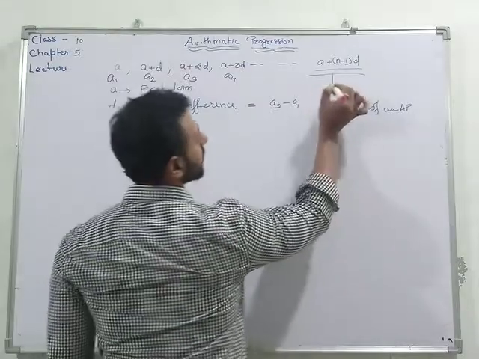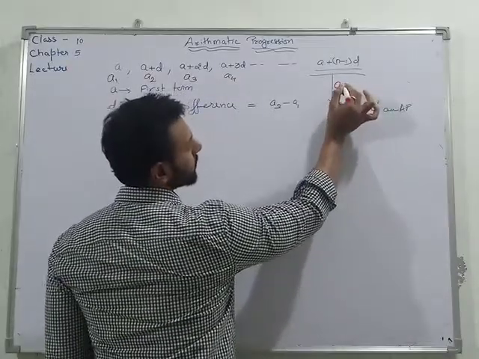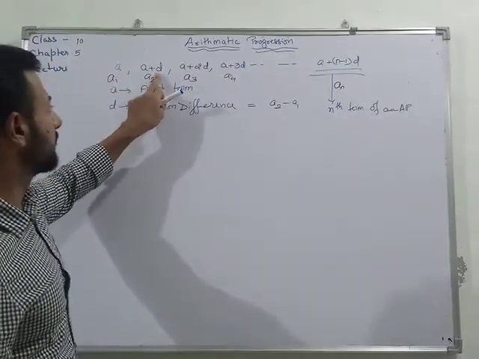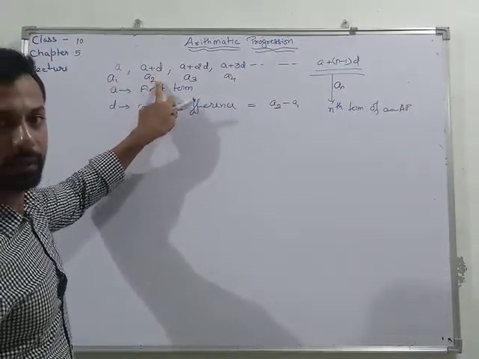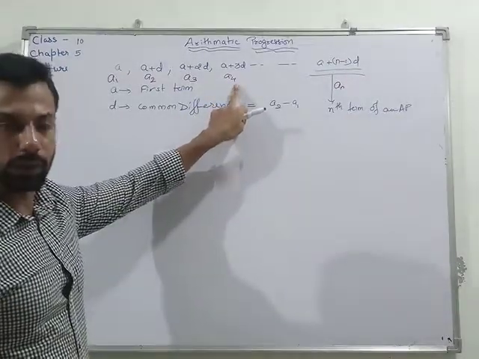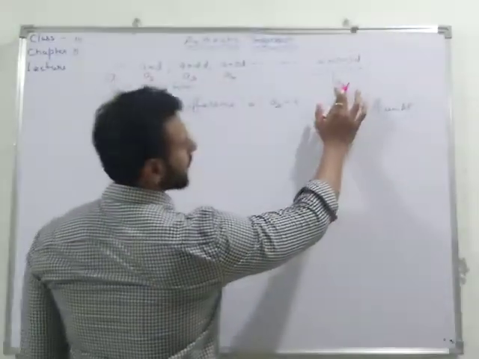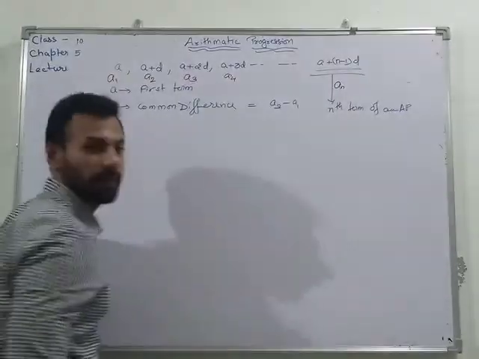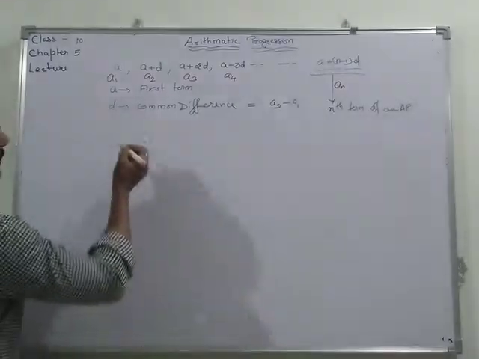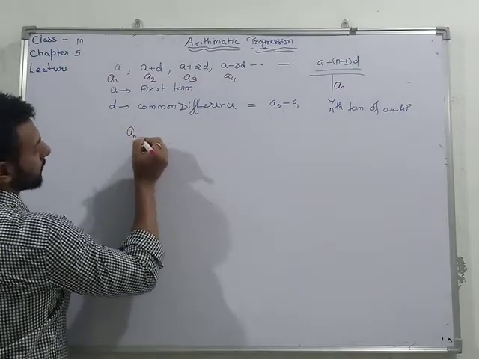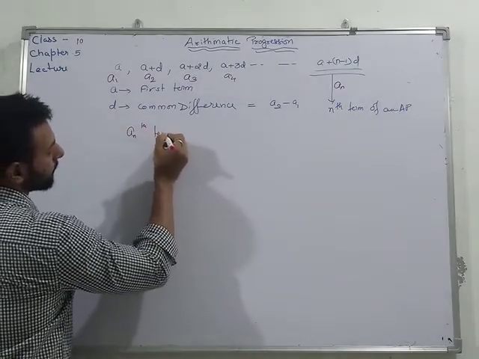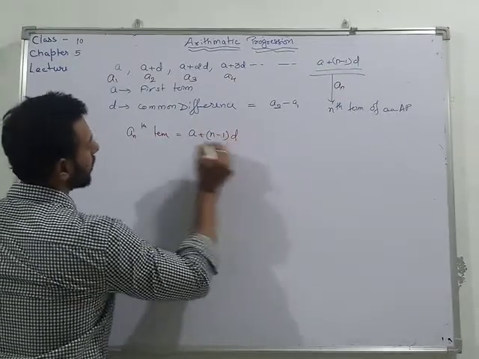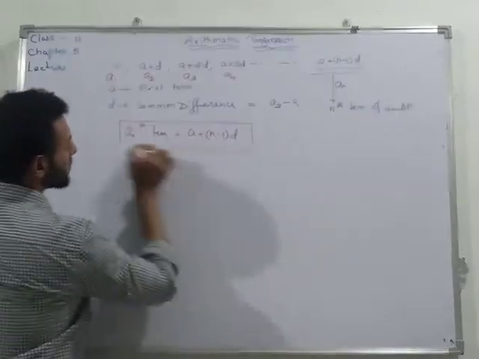So if here we are having a and nth term, this will be n minus 1 into d. With d, we are having one less number than the number written below. So at the place of nth number, we will have a plus n minus 1 into d. So the nth term is given by a plus n minus 1 into d. The nth term is given by this formula.